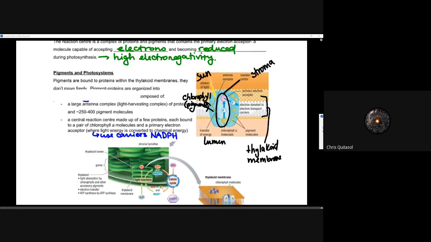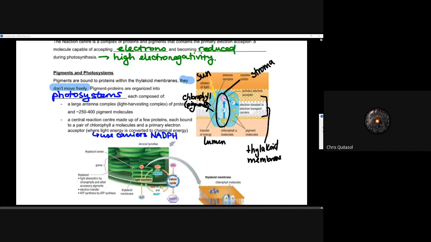So pigments are bound to proteins within that thylakoid membrane, and they do not move freely. The pigment proteins are organized into photosystems, okay? And in these photosystems, it's going to comprise a couple of different structures. The first structure is a large antenna complex, which is going to be responsible for that light harvesting complex of proteins that are approximately 250 to 400 pigment molecules. So a very high concentration of those molecules.